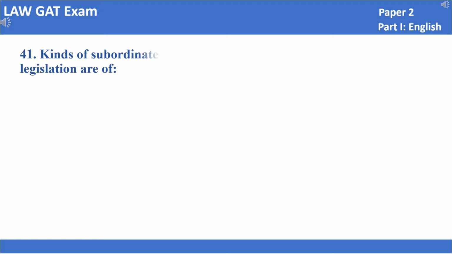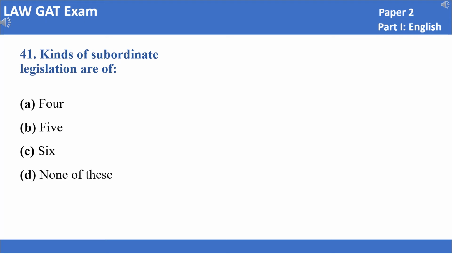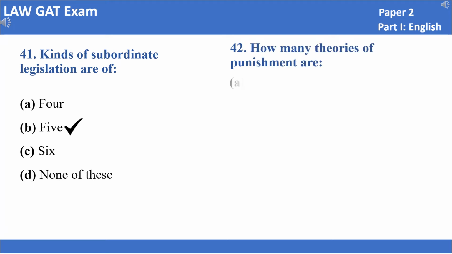Kinds of subordinate legislations are option A, 4, option B, 5, option C, 6, or option D, none of these. The correct answer is option B, 5. How many theories of punishment are there? Is it option A, 1, option B, 2, option C, 6, or option D, 8? The correct answer is option C, 6.